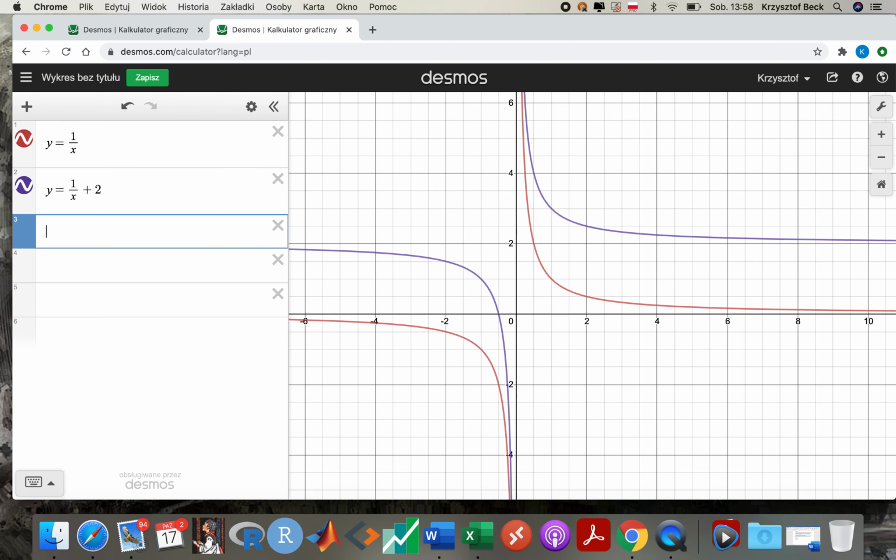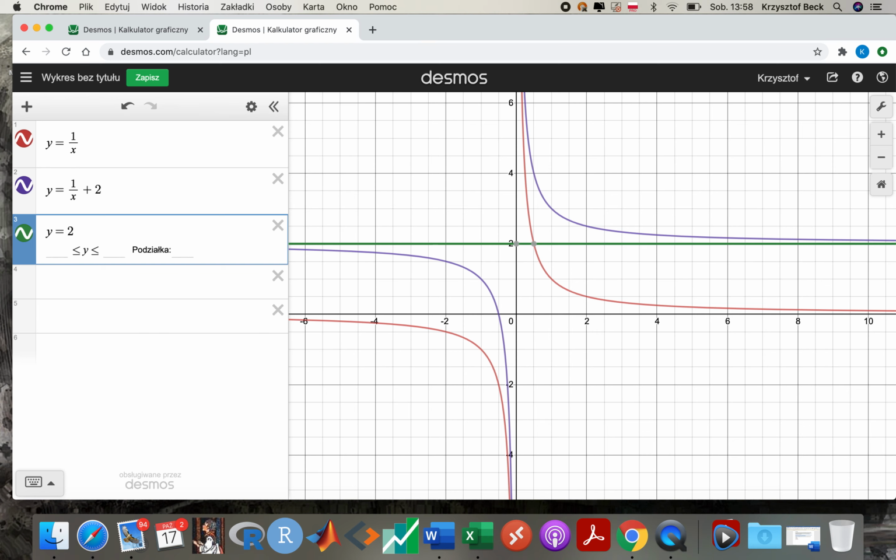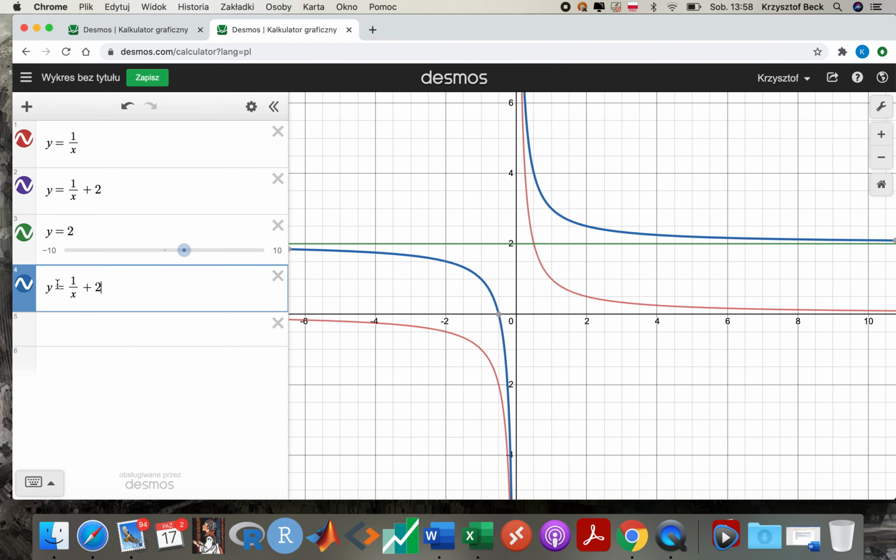How can we make an asymptote? For example, y equals 2. This is the asymptote here. So you see that the values of the moved function are getting closer and closer to this asymptote, but never reach it, right? Now, what if I want to make this function even more complicated? And now I want to subtract something from x. You see that now the function moved to the right. Again, we can use an asymptote.